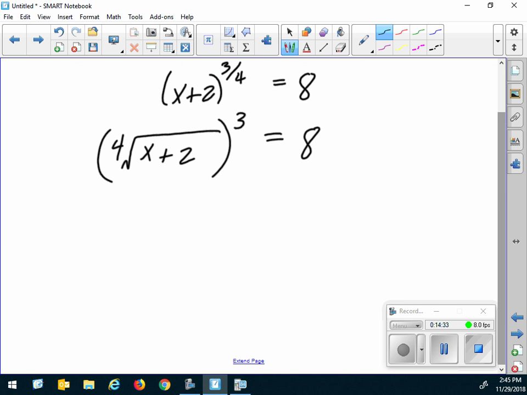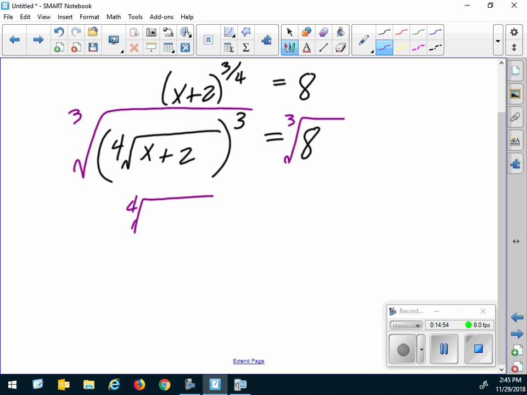How do we get rid of cubing something? Cube root it. And see, this is the step that looks funny. What do a cube and a cube root do to each other? Cancel. So what am I left with on the left side? The 4th root of x plus 2.